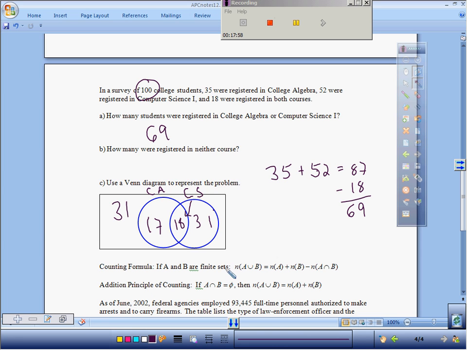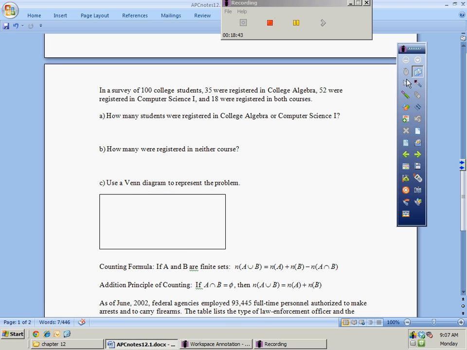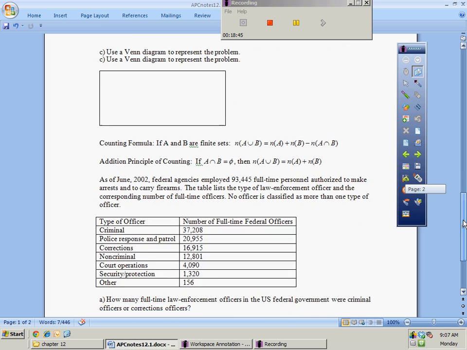And that's what this formula says, okay? If A and B are finite sets, the number in A union B is the number in A plus the number in B minus the intersection. That's basically what we just did right here, okay? So it's the number in set A plus the number in set B minus the number at the intersection of A and B, because you're counting those guys twice. And this one says that if there is no intersection, then all you have to do is add up the number in A and the number in B. Okay? And I think you could figure that one out just by looking at it, okay?